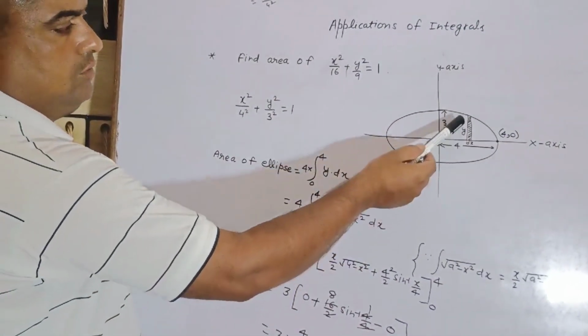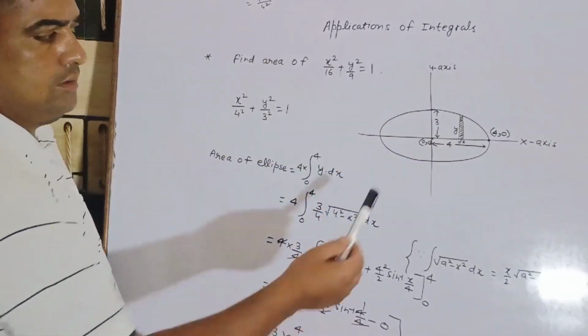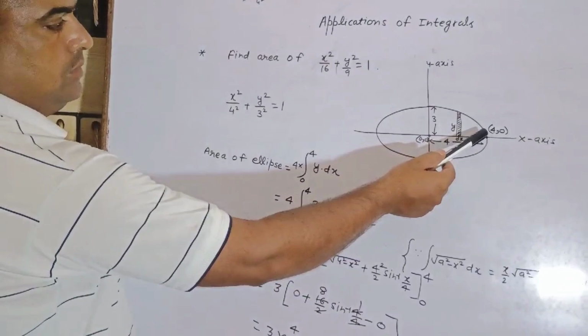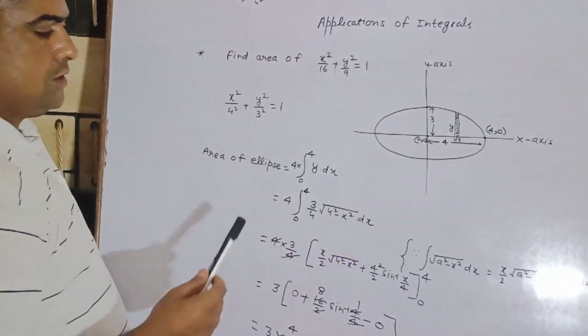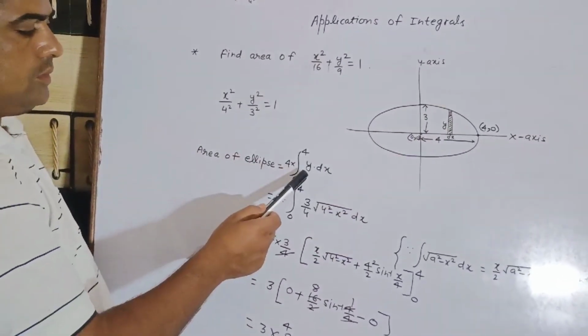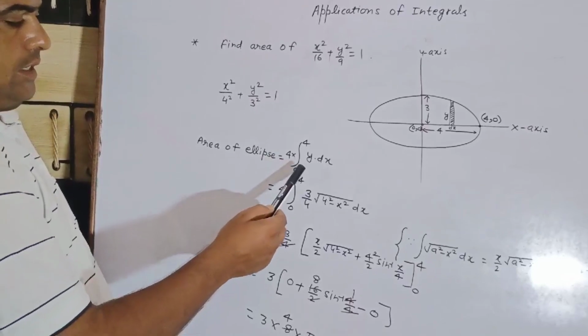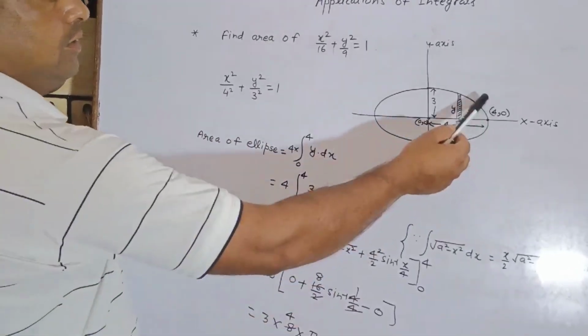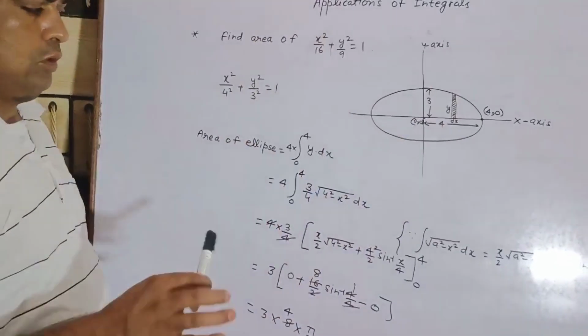The length of the strip will be y and the breadth will be dx. Now we are finding the area in the first quadrant. Area in the first quadrant will be the integral of y dx from 0 to 4, multiplying by 4. So this will be the area of this whole ellipse.